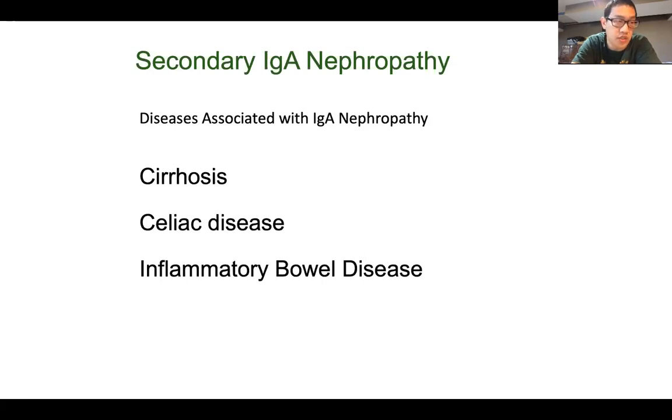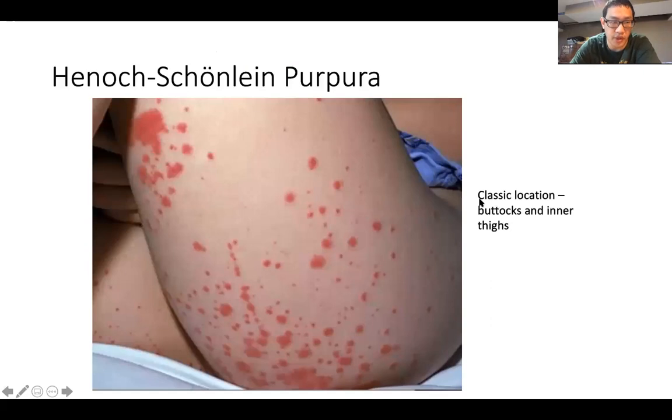It can be associated with some other GI diseases. So celiac and inflammatory bowel disease can also have IgA. You can also see it with HSP, or Henoch-Schönlein purpura, where you have IgA deposits in the kidney and palpable purpura, which is usually on the thighs and the butt of patients. And actually, if you were to do skin biopsies of these patients and do immunofluorescence on their skin, they would also stain for IgA.